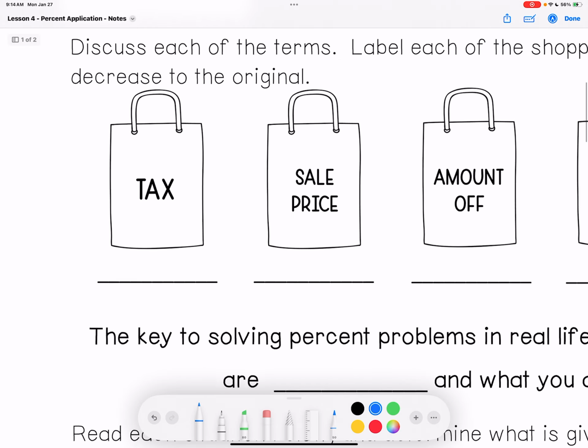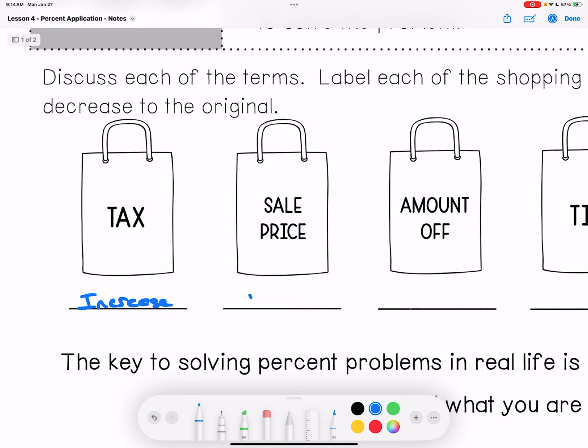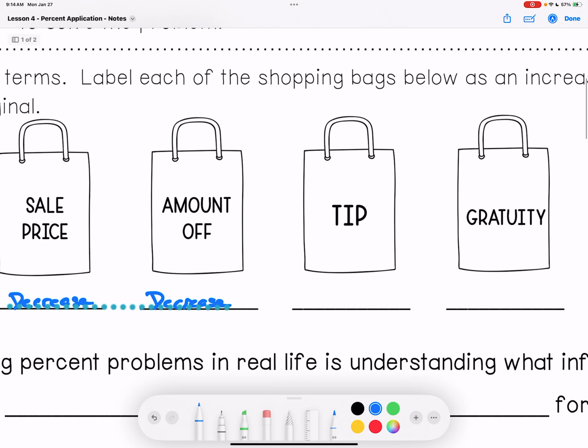So first of all, let's talk about tax. Does that increase or decrease the original price? It increases. Tax makes things more expensive because you take the tax and add it on top of the original amount. Sales price decreases because they give you some money off the total. Amount off obviously is a decrease. Tip is an increase. When you tip somebody, it costs you more money.